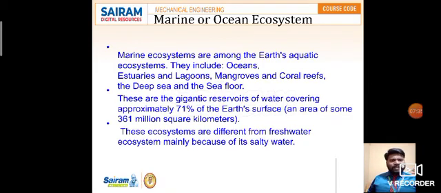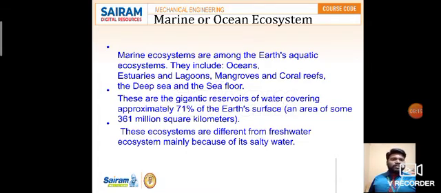Now coming to the marine or ocean ecosystem. It is a huge one, with lots of living and non-living components present under the sea. Marine ecosystems on earth include oceans, estuaries, lagoons, mangroves, coral reefs, the deep sea and sea floor. Ocean water covers 71 percent of the earth's surface, an area of some 361 million square kilometers.